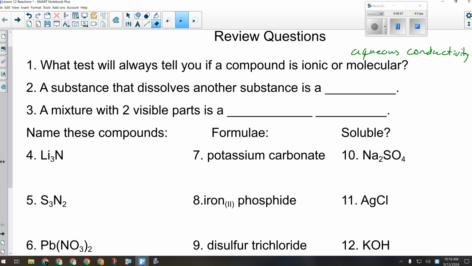Okay, a substance that dissolves another substance is a solvent. Yep. All right, a mixture with two visible parts. Heterogeneous mixture. A heterogeneous mixture, yeah, or a mechanical mixture I would also accept.